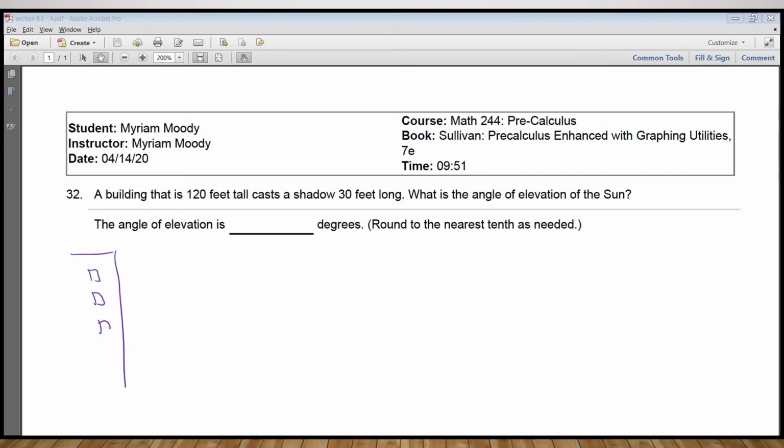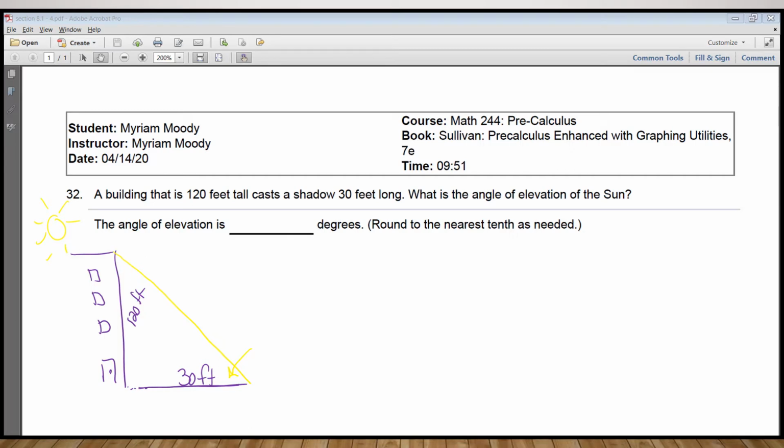There's this window. Need a door to go inside. And it's 120 feet tall. It casts a shadow. There's the shadow. That's 30 feet long. And they want to know what is the angle of elevation of the sun. Well, where's our sun? Yeah, the sun's over here, isn't it? Right? So I'm trying to figure out this angle of elevation right here. What's my angle of elevation toward the sun?